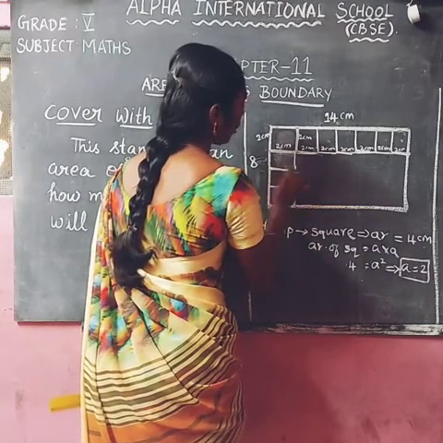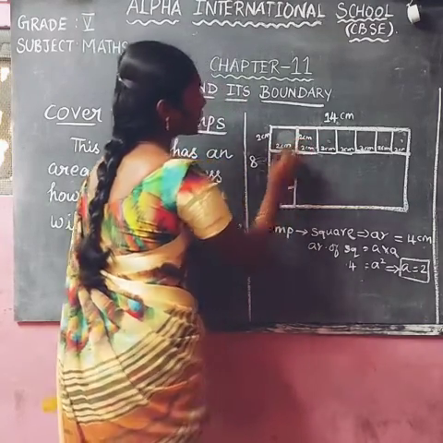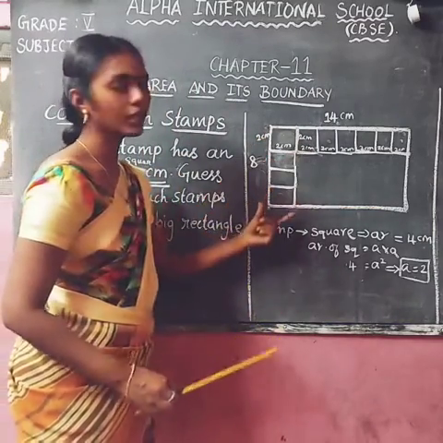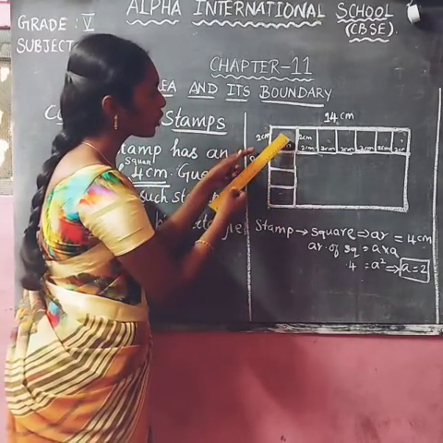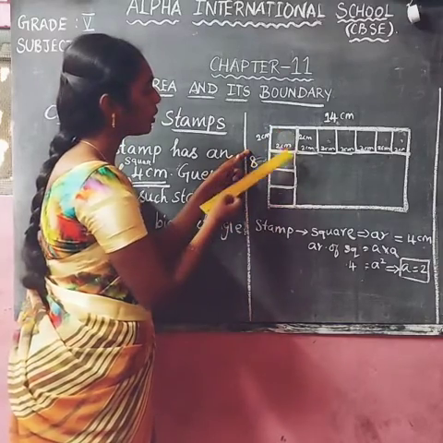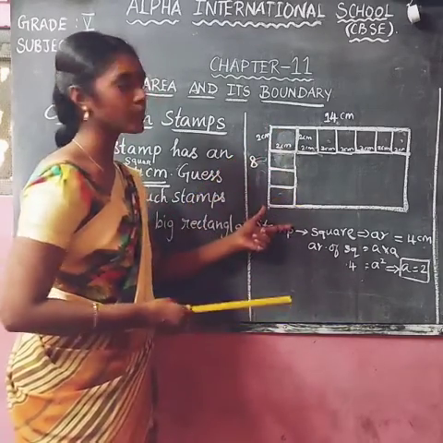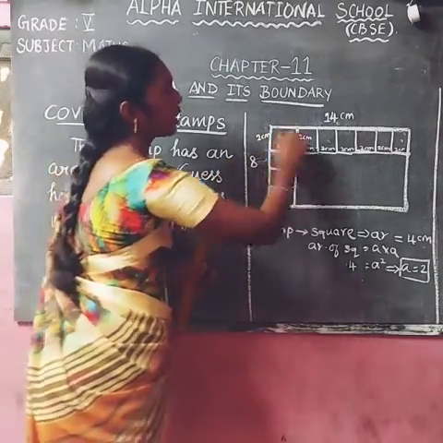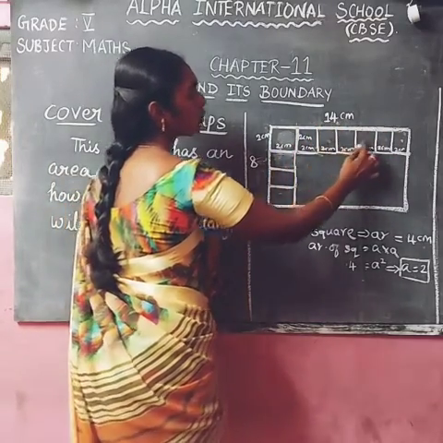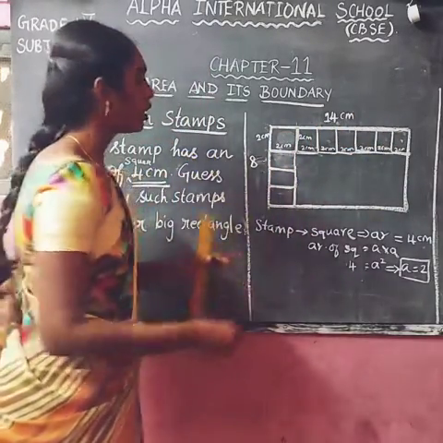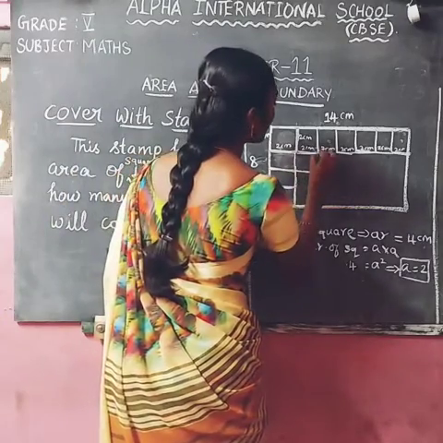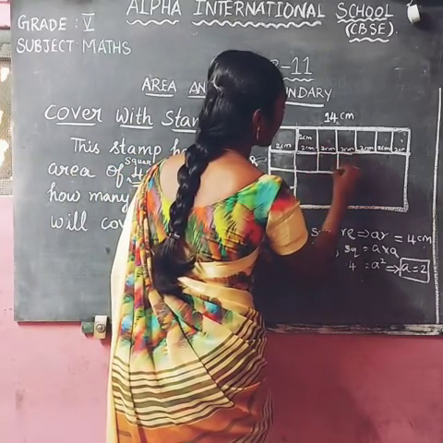So up to how many squares do I get? 4 squares in breadth. How many stamps are filled on the breadth side? This is breadth, no? Here how many stamps are filled? 1, 2, 3, 4. So 4 stamps I can fill on this side. On the length side 1, 2, 3, 4, 5, 6, 7 stamps can fill. By using this we can complete our full rectangle.